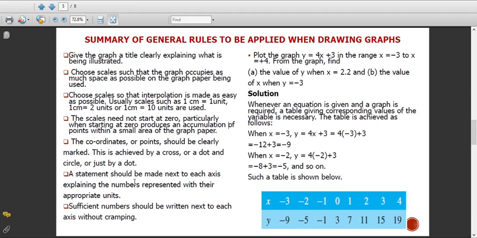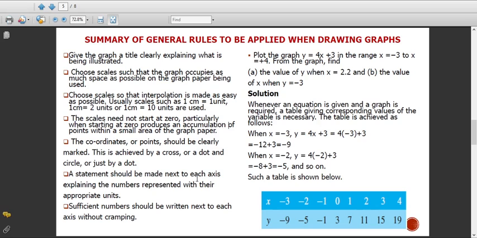Then a statement should be made next to each axis explaining the numbers represented. On your horizontal axis, what are you representing, and on the vertical axis, what is represented. Those statements should be clearly stated, and sufficient numbers should be written next to each axis without cramping. So make your graph look tidy.